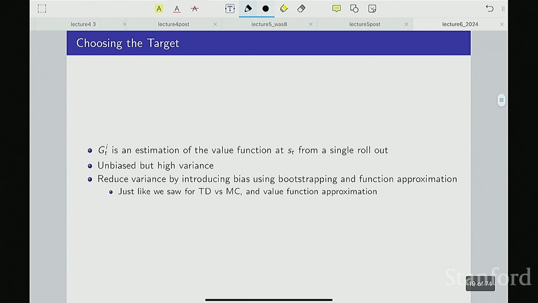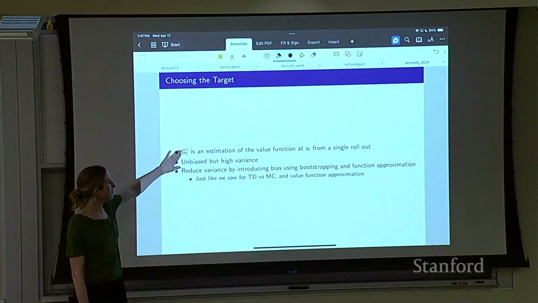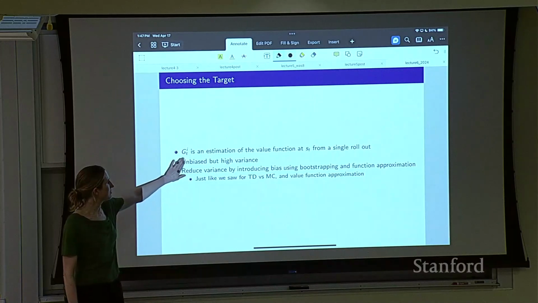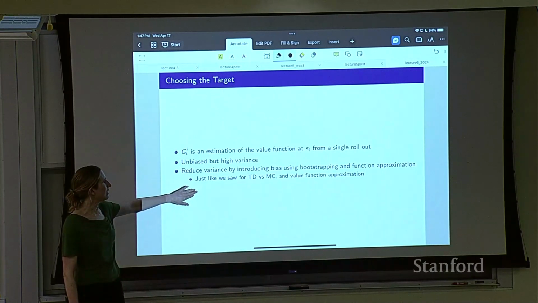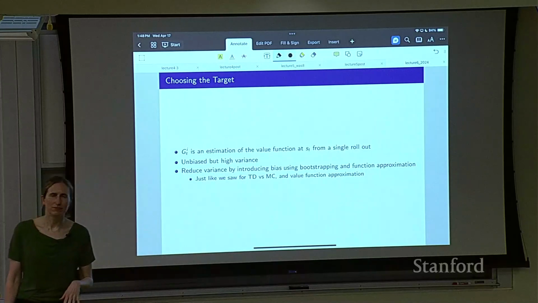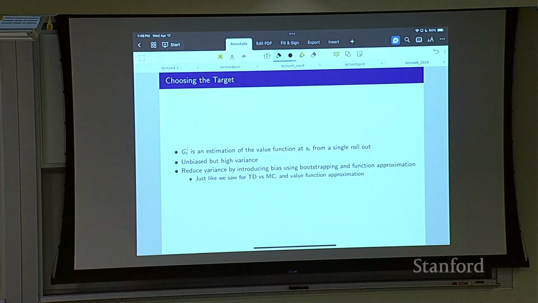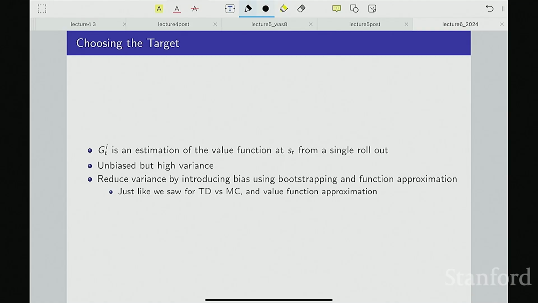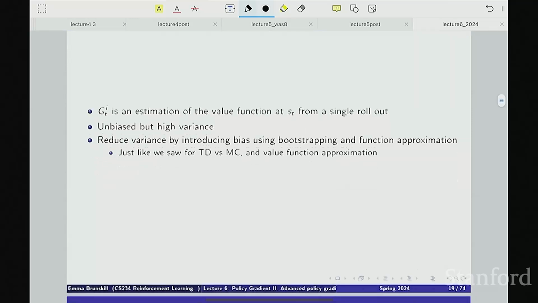So the idea here is that we could reduce the variance of this estimate of the value function at a single S_t from a single rollout by bootstrapping or doing function approximation at that point. You could think back to deep Q learning as a way for us to approximate what the value might be, or just general deep learning for the value function.